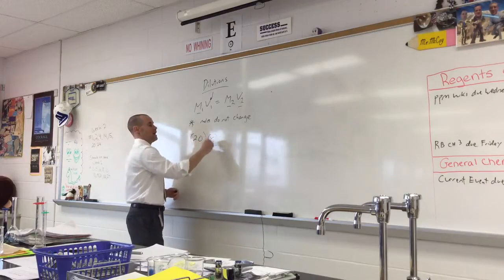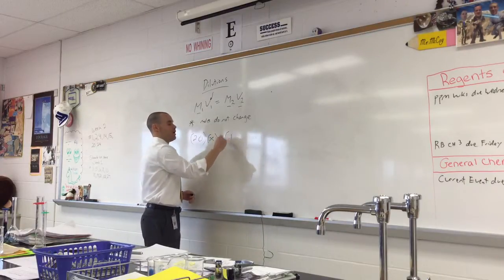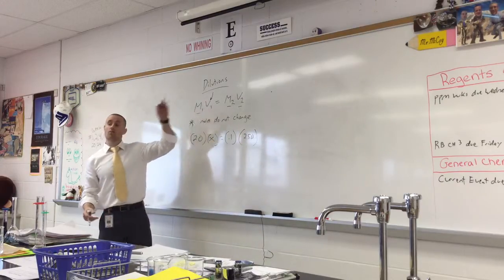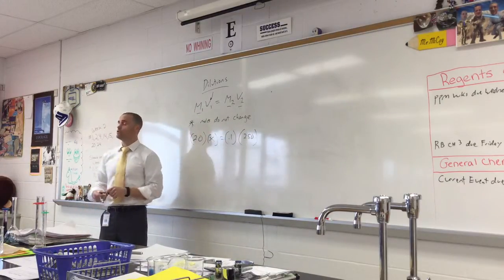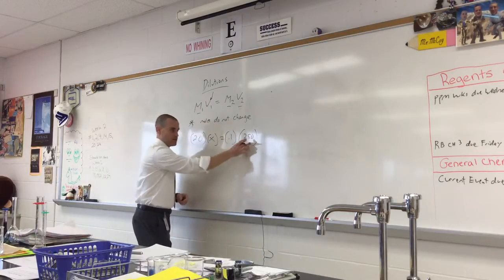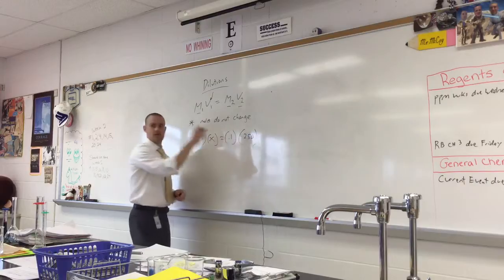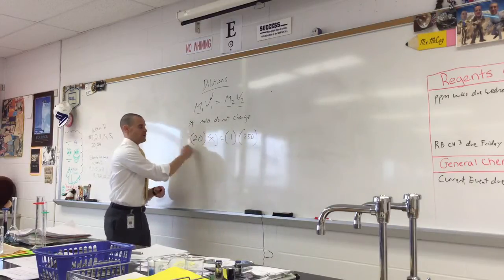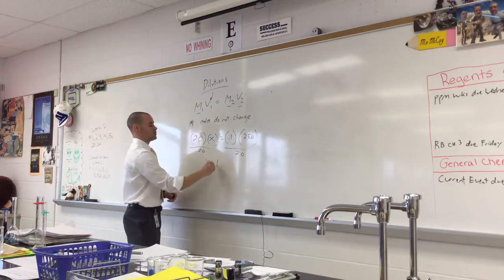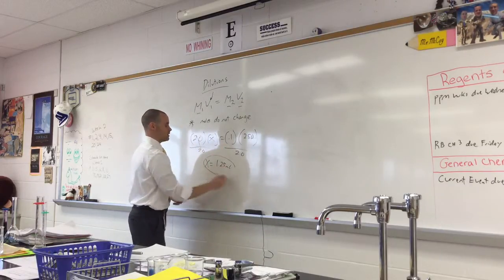20 times x equals 0.1 times 250. You can use liters for volume or milliliters. It doesn't matter as long as you are consistent. So this has to be milliliters if this is milliliters. This has to be liters if this is liters, as long as it's consistent. We divide by 20, divide by 20, right? So multiply and divide, x equals 1.25 milliliters.